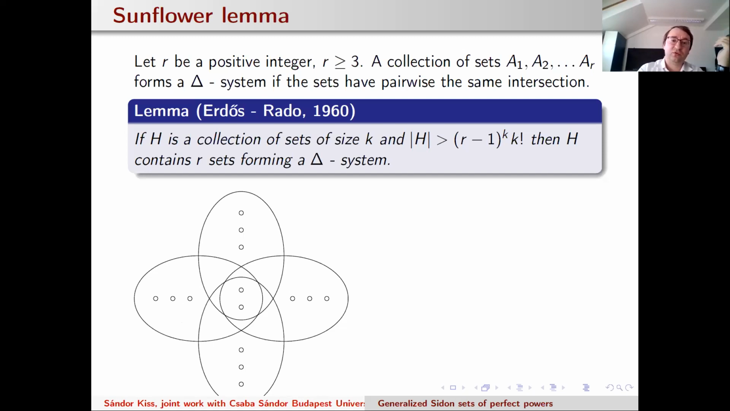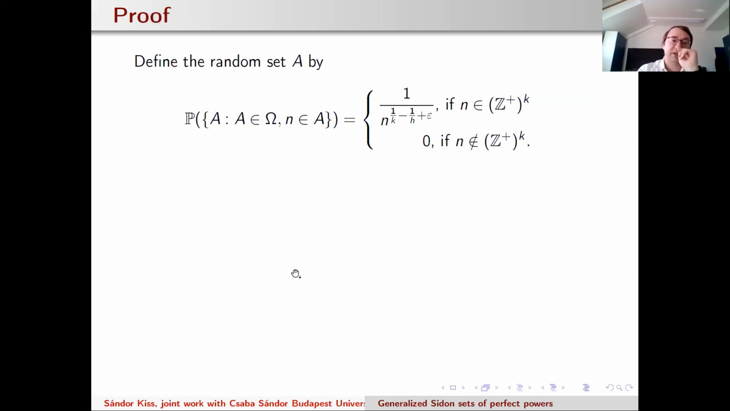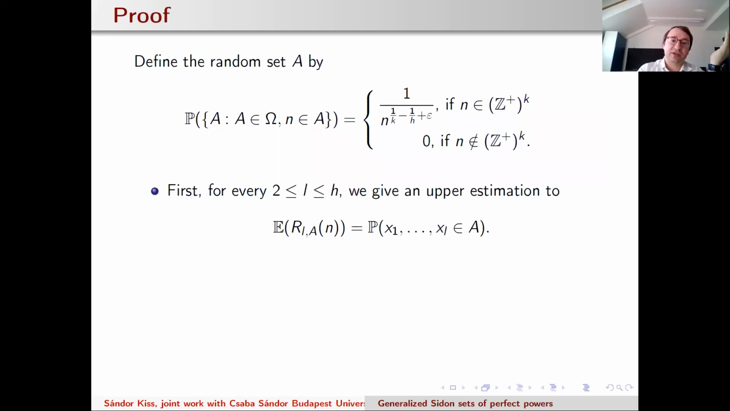And let me tell you a few words about the proof in the remaining 1 minute. So we define a random set in this way. The probability of n in A is 0 if n is not a kth power, but 1 over n to the power of 1 over k minus 1 over h plus epsilon if n is a positive kth power. And in the first step, we estimate the expectation of the L terms representations of n, where L is between 2 and h. So this requires a complicated computation, as we use a lemma which is based on the application of the circle method.